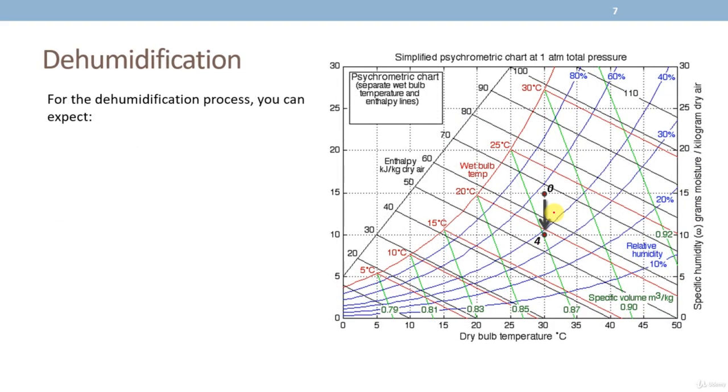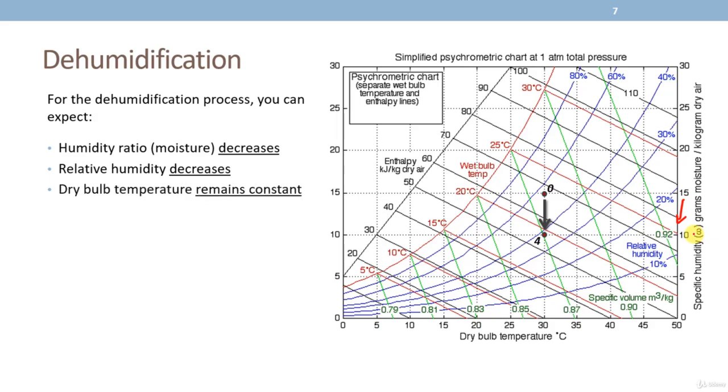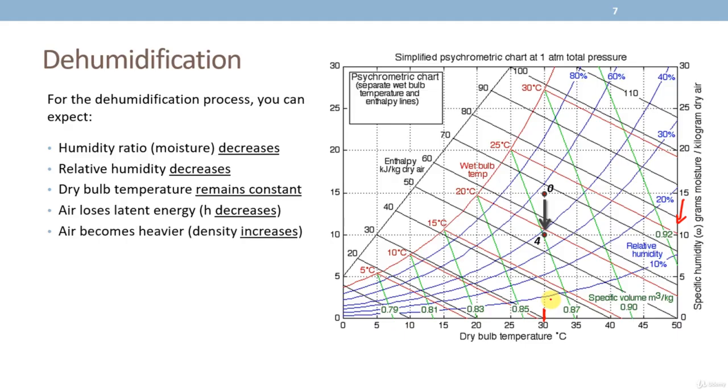So for dehumidification, all the effects will be opposite. Humidity ratio will start to decrease. As you can see from here, it's from 15 grams per kilogram all the way to 10 grams per kg. Relative humidity decreases, as you remove water from the container, the percentage filled becomes lesser and lesser, so RH will decrease accordingly. Dry bulb temperature still remains constant because it's the same vertical line. The air loses energy, and to be more specific, it is latent energy. And lastly, air becomes heavier because, as you can see from here, specific volume drops, so density will increase.